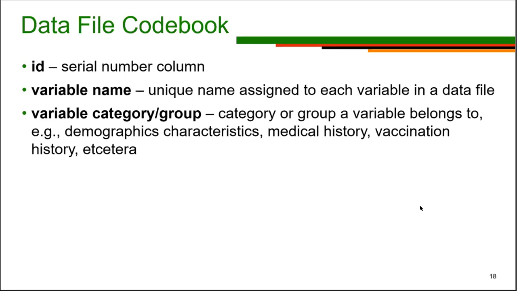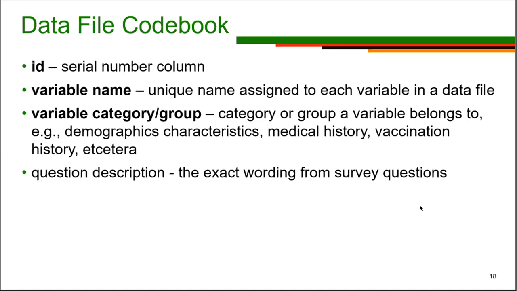For example, if you remember last time we talked about grouping questions based on similar characteristics. So these characteristics could be demographic, they could be medical history, they could be vaccination history, and so on and so forth, right? And then you have your question description. This will basically display the exact wording that your question appears like in your form. So if the question in the form is, what is your age, then that variable should have, under the column question description, that exact wording so that someone can know where that variable relates to.